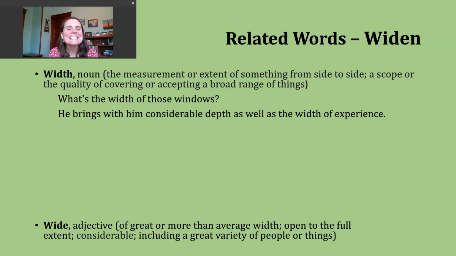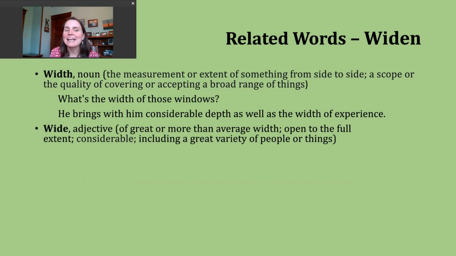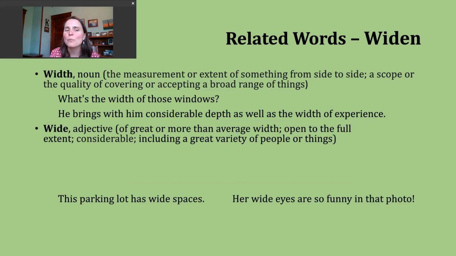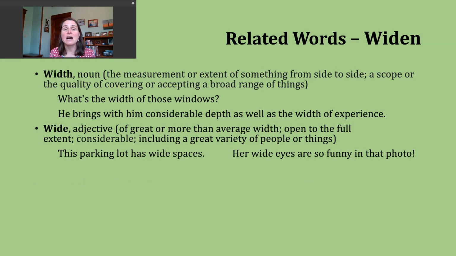Okay. Now, another related word you might encounter is the adjective wide. This can have a couple different meanings. One way to use wide is to talk about the side-to-side measure that is great or more than average. An example of this might be, "This parking lot has wide spaces." Right? The opposite of this would be the word narrow, right? Where you feel like, oh, there's not enough room to open my car door. Here, plenty of room. Okay.